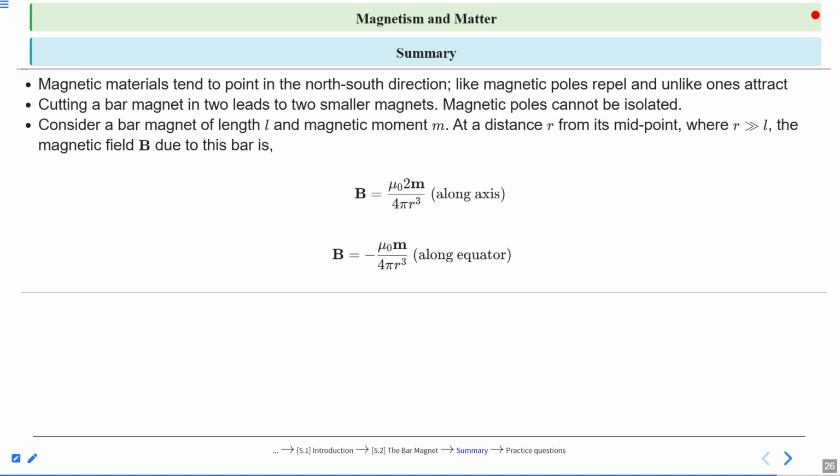We have seen that B is equal to mu naught m upon 4 pi r cube. This negative sign was not there in the previous slide because we were dealing with magnitudes. But when we take the vector form, we use the bold sign for magnetic moment and magnetic field. So in vector form, the magnetic field at the equatorial line is in the direction opposite to the magnetic moment. Okay, that's why the negative sign appears. So B is equal to minus mu naught m upon 4 pi r cube. This is the vector form along the equator, when the point is lying along the equator or equatorial line. Okay.